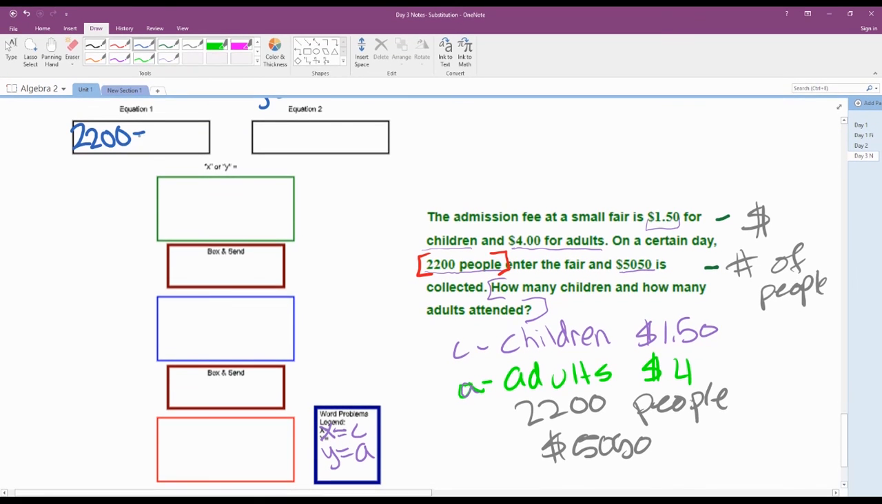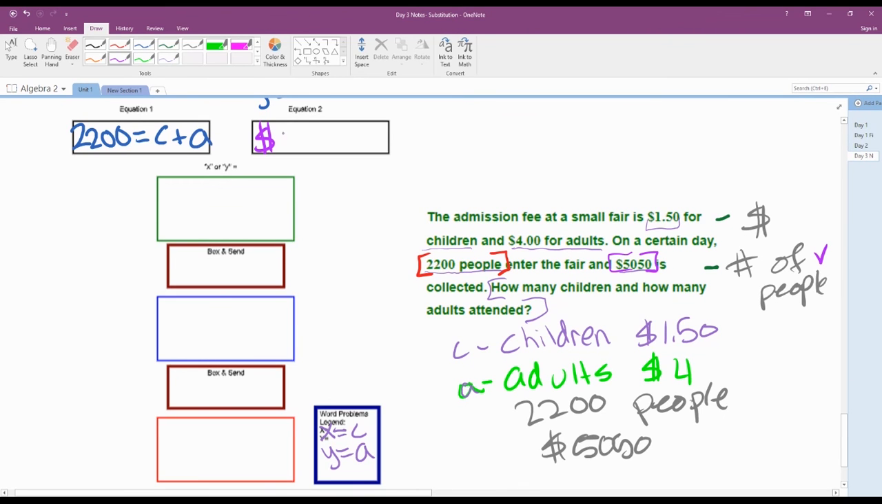So our 2,200 equals children, the number of children, plus adults. And that's our first equation. Okay, so we got our first equation talking about the number of people. Now we need the one talking about money. So we know that it's going to equal this amount, but how do we write that?